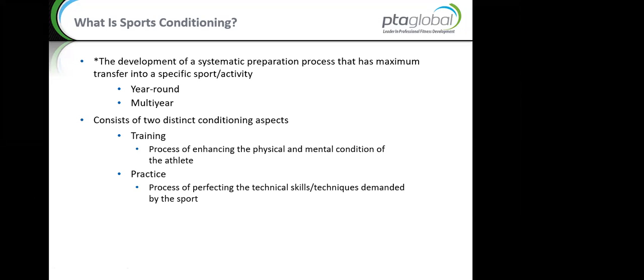So we will talk a little bit about it so that we can frame up what we're looking at. Sports conditioning is going to consist of two distinct aspects. We've got training, which is enhancing the physical and mental condition of the athlete, and that's what we do in the gym. And then there's also practice, which is perfecting the technical skills and techniques demanded by the sport. There are a couple of athletes that perform their sport in the gym, powerlifters, maybe CrossFit athletes, that kind of thing. But otherwise, practice is out on the field, or on the court, or on the ice.